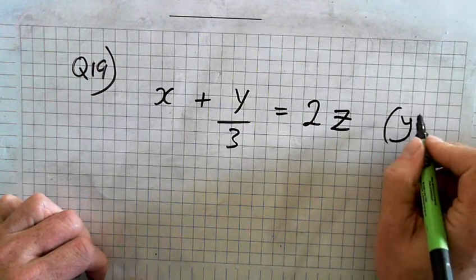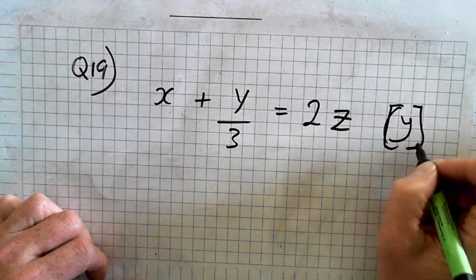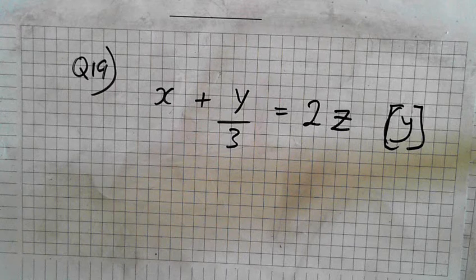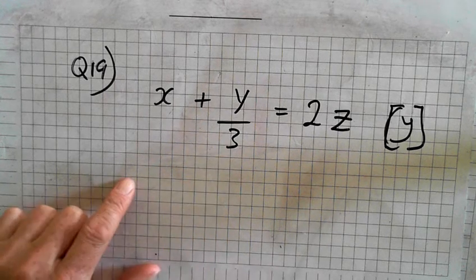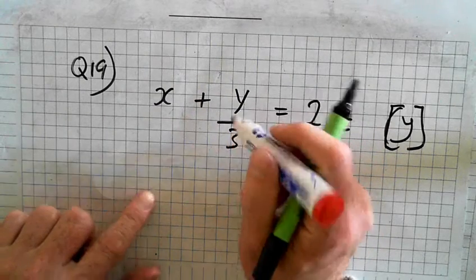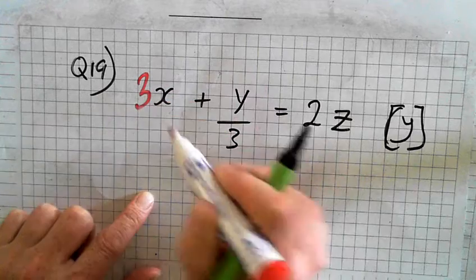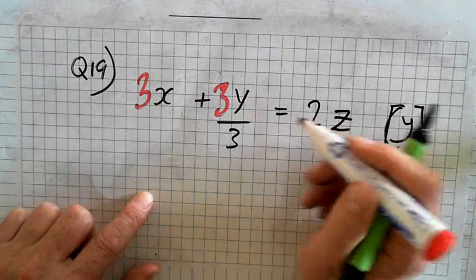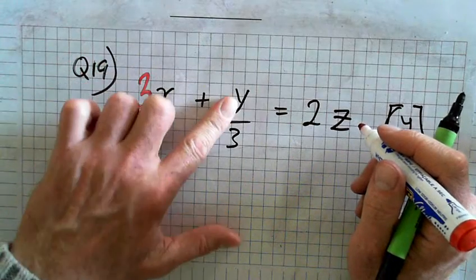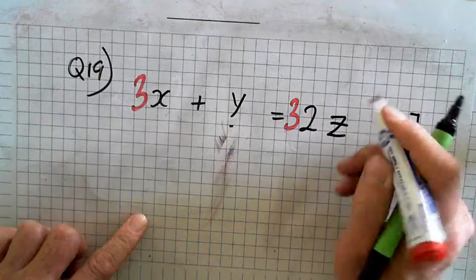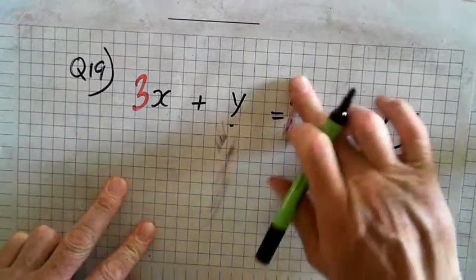Z is written like that to avoid confusion between 2 and Z. We're looking for y on its own. What are we going to multiply across by? 3. To get rid of the 3 on the bottom. So multiply this by 3. That's 3x. Multiply this by 3. If you look up, 3 divided by 3 is 1. Multiply this by 3. What's 3 times 2?